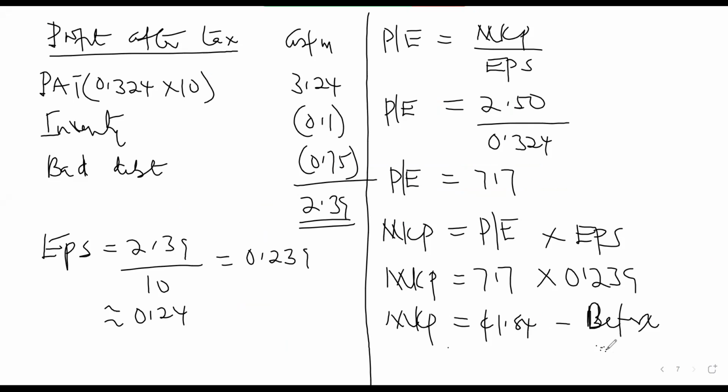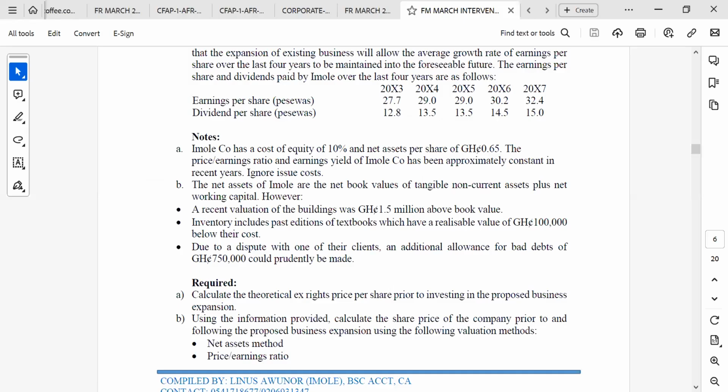How did you get the 0.324? It's 32 pesos that we are changing to cedis. We do all the workings for the current year, which is 20X7, so we use the earnings per share over here. Their earnings per share is 32 pesos, so we change it to cedis because the share price is also in cedis. We do all the workings in cedis, or you change everything to pesos and do your workings in pesos.